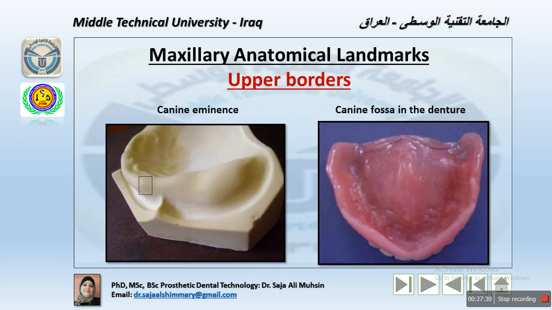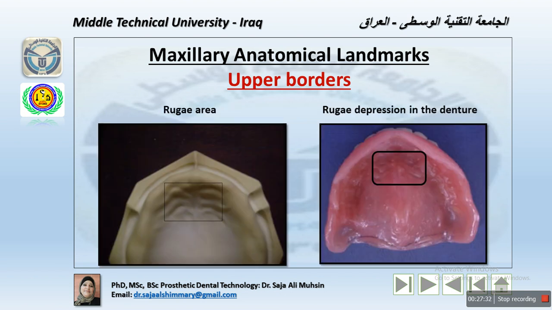Okay, now the rugae area. These are a bony configuration of the anterior part just behind the two central incisors. The rugae area is important to give a secondary stress-bearing area for the maxillary arch, to be well tolerated for the forces, and of course this will be a rugae depression in the denture.